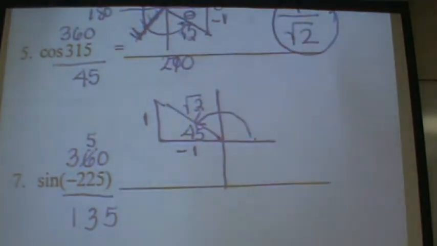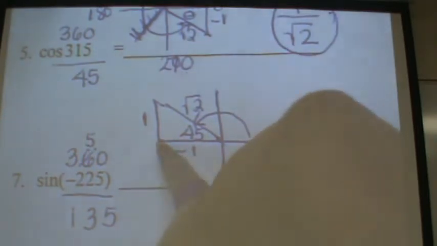Wouldn't that one be a negative 1 too? Which one? This left one? Negative 1, you go up 1. Oh, okay.